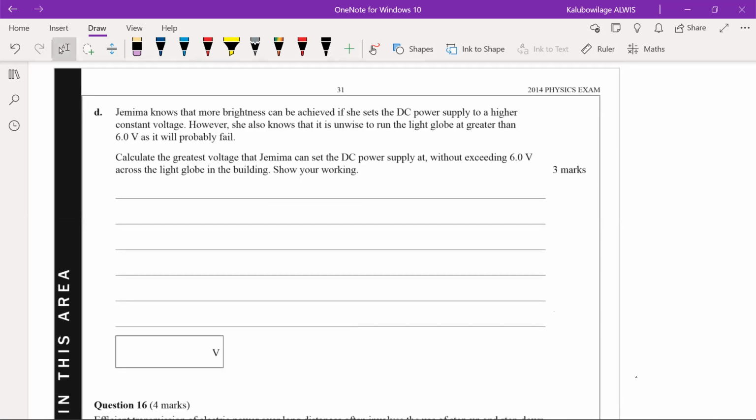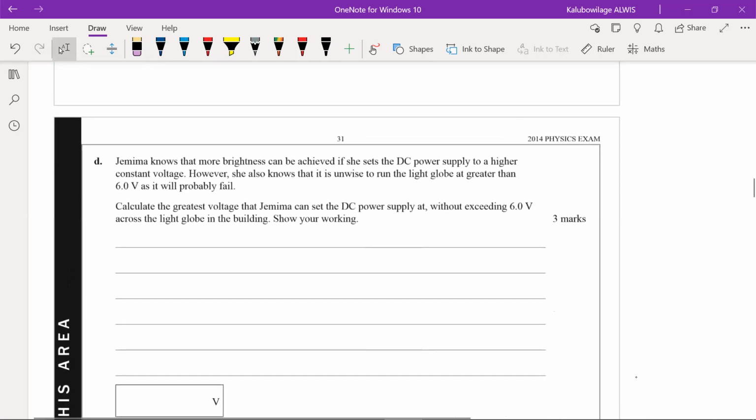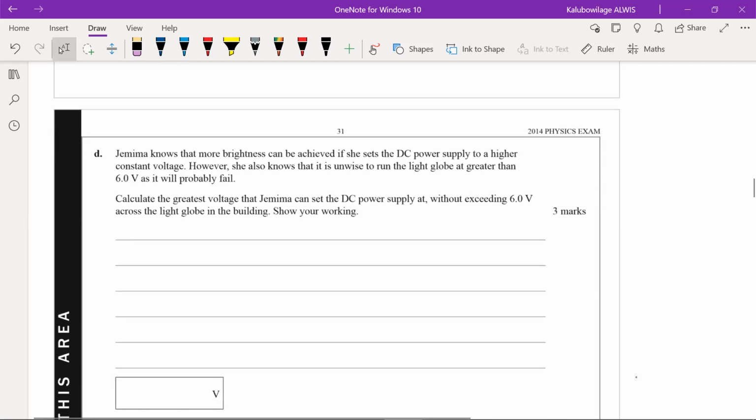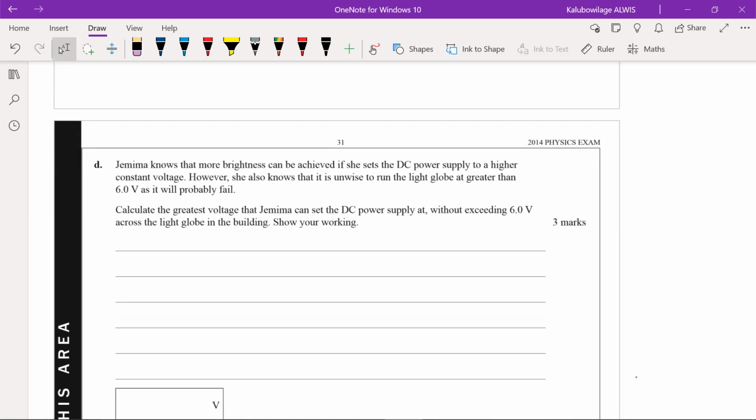Jemima knows that more brightness can be achieved if you set a DC supply to a higher constant voltage. However, she also knows that it's unwise to run the light bulb at greater than 6 volts, as it will probably fail. So calculate the greatest voltage that Jemima can set the DC power supply at without exceeding 6 volts across the light bulb.